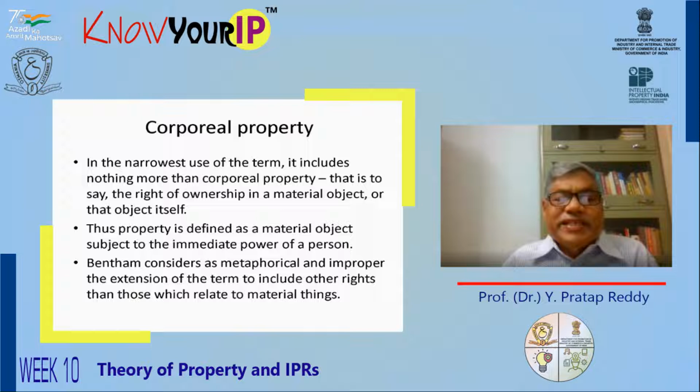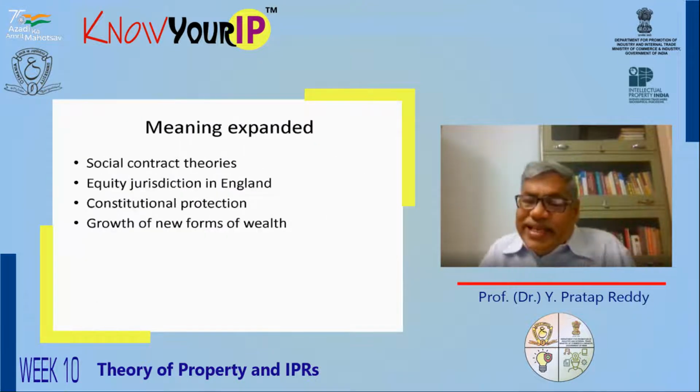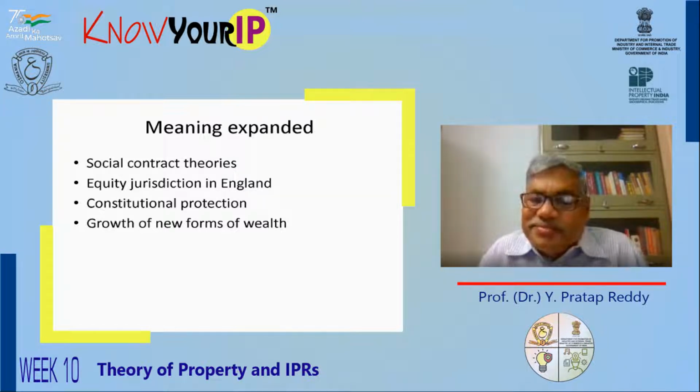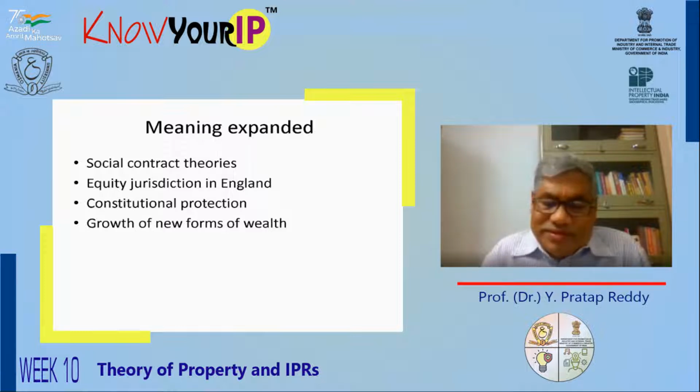So here property is defined as a material object. That is a very, very restricted meaning of the term property. The meaning has been expanded steadily from time to time. So there are four factors, four reasons why this meaning of property has been expanded.